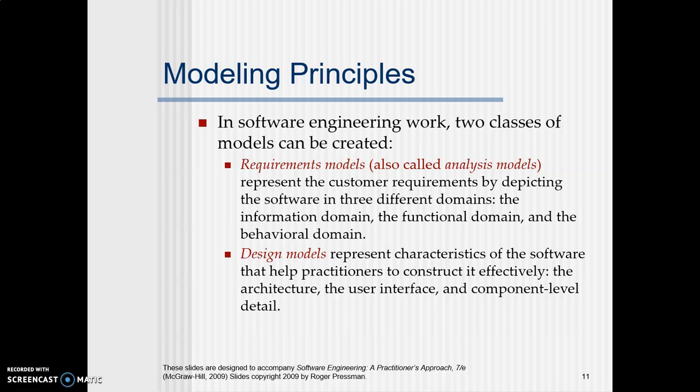Then we also have design models. Design models represent characteristics of the software that help practitioners to construct it effectively. The design models can be divided also into 3. First is the architecture. As a matter of fact, it is always the system architecture that is the first point of call in design models. Even in your project, one of the things that you are expected to demonstrate is the architecture of your system. You want to see how it is laid out on a broad level.